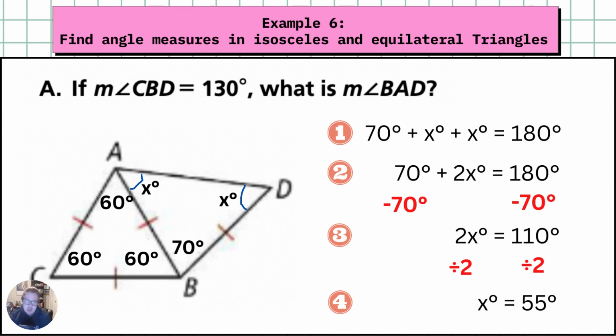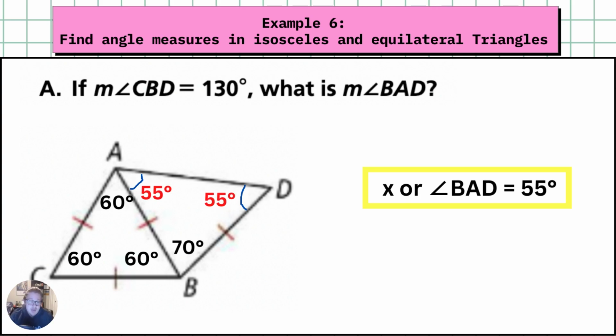Okay? The algebra part you guys should be pretty comfortable with. You should know how to do this. If you don't, you got to come see me, okay? Because that's a skill that you guys have to have had down by now, all right? So 55 degrees, that ultimately is what we were asking for, right? What is angle BAD? Angle BAD is 55 degrees.